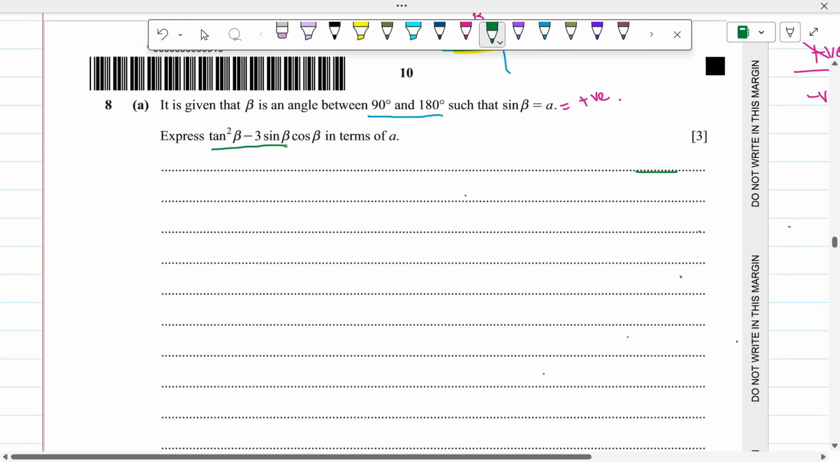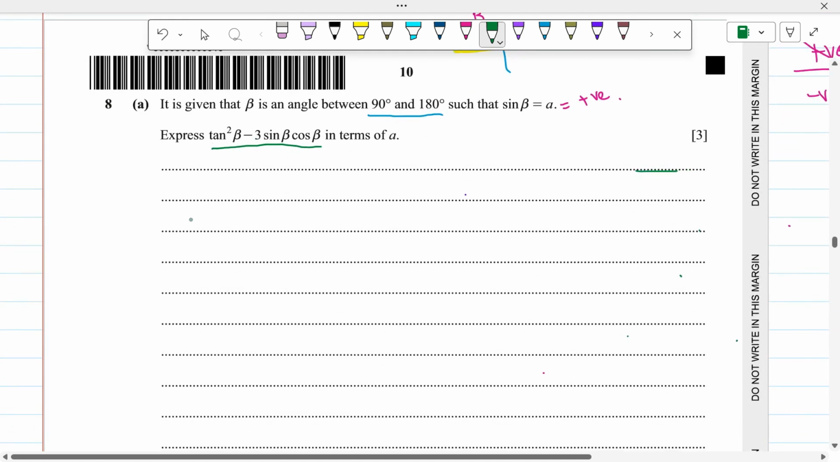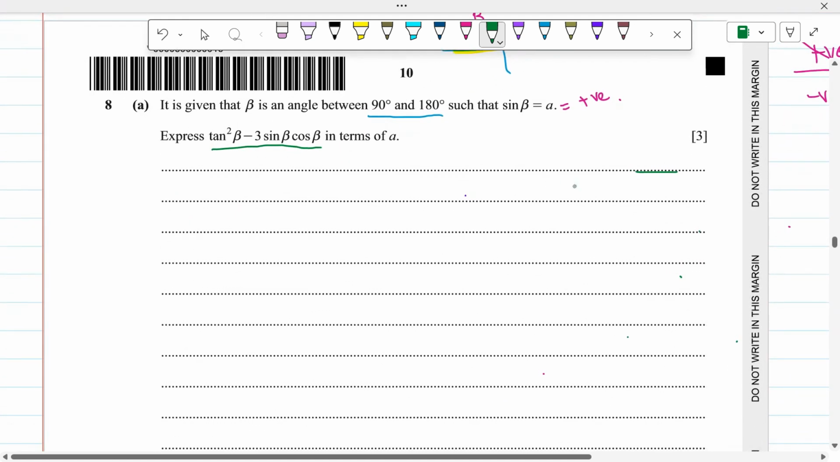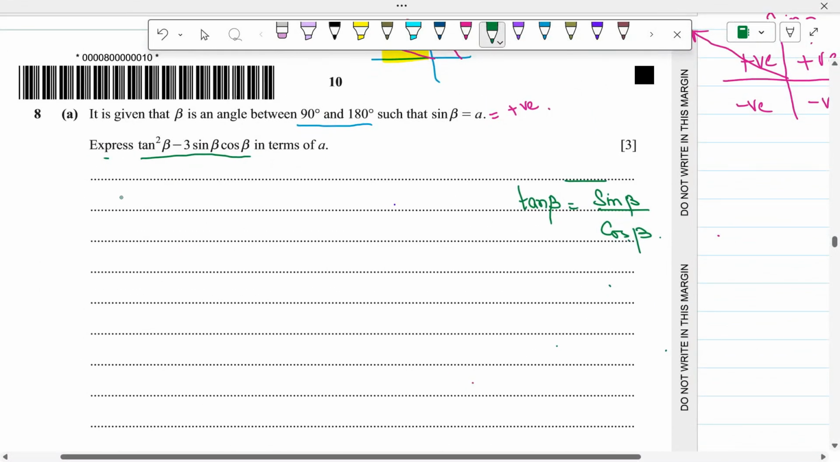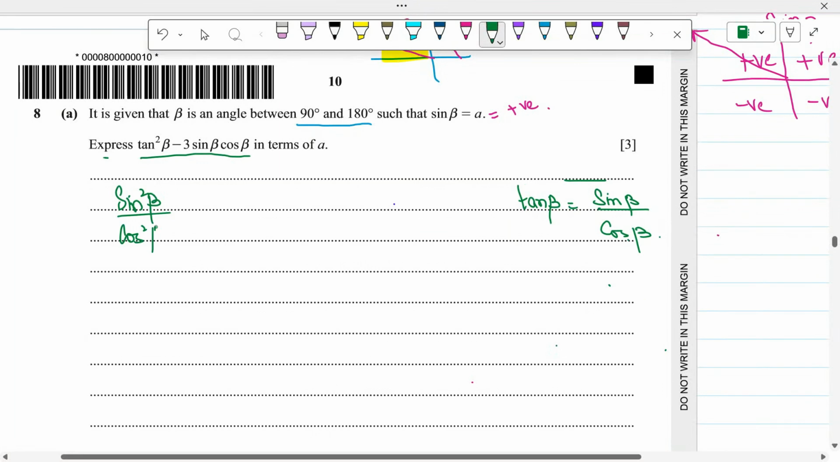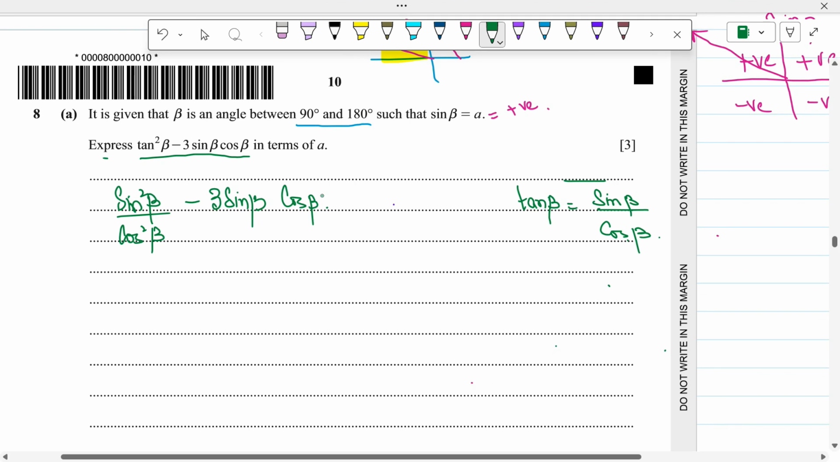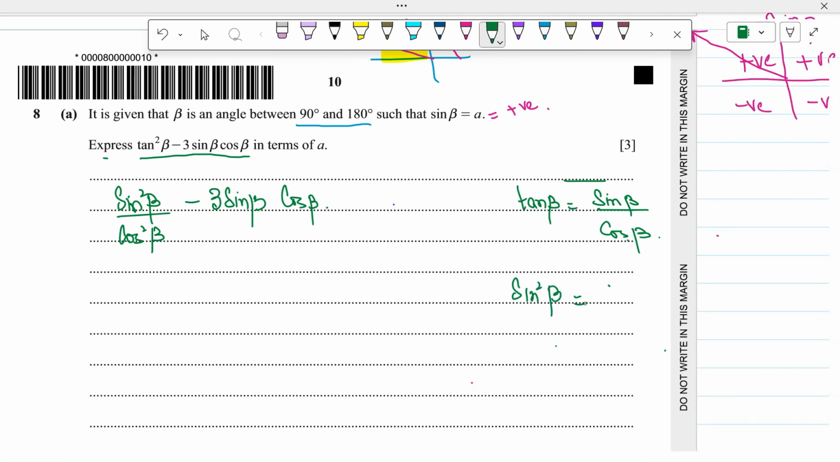First we convert this expression into sine and cosine form. We know that tangent of beta is equal to sine of beta over cos of beta. So we can write this expression as sine square of beta over cos square of beta minus 3 sine of beta cos of beta. Okay. Now we know that sine square of beta is equal to 1 minus cos square of beta.